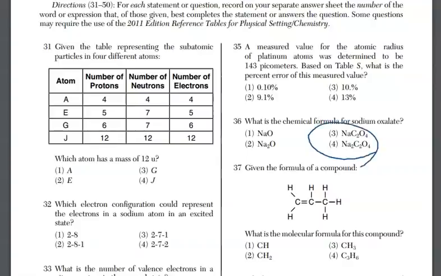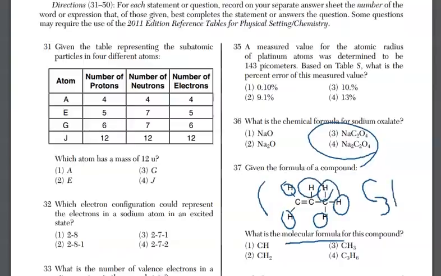All right, let's go to 37. We're given a formula. What is the molecular formula of this compound? What you're looking at is called a structural formula. And all we're going to do is just collapse, just count. Let's start with carbon. Why? Because that's what the choices are starting with. Carbons, I have 1, 2, 3. And then for hydrogens, I have 1, 2, 3, 4, 5, 6. So C3H6. And here it is, choice 4.